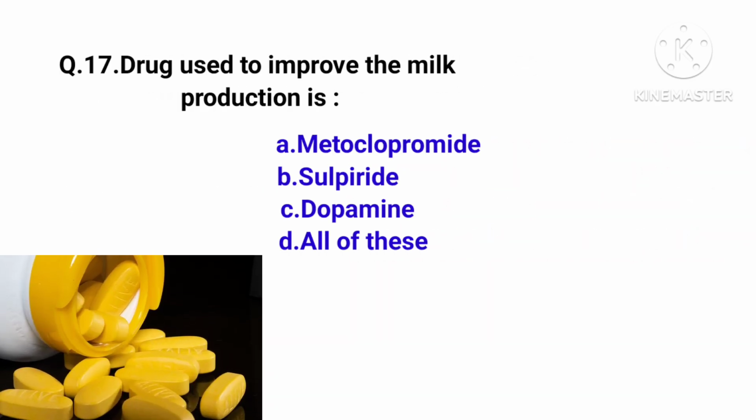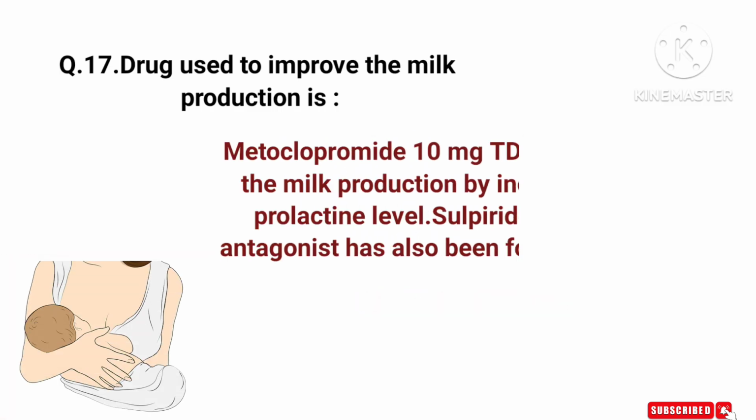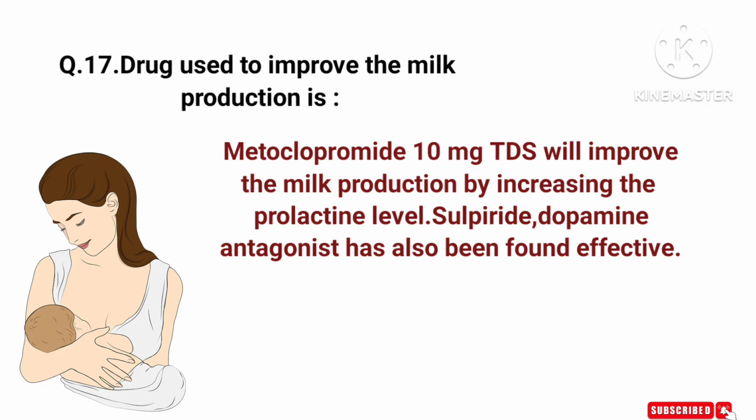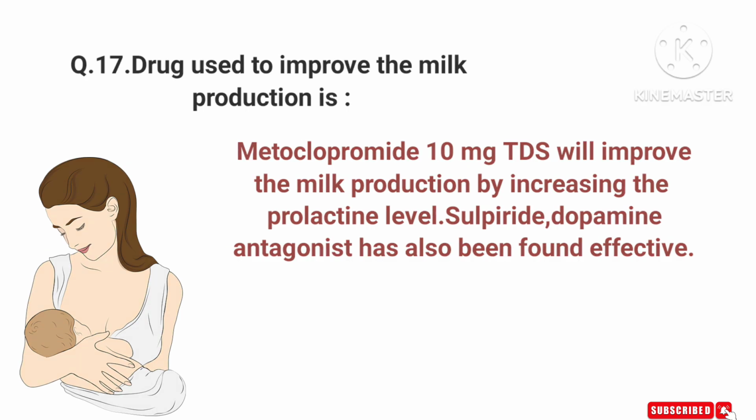Drug used to improve the milk production is metoclopramide, sulpiride, dopamine or option D, all of this. And here the right answer is option D, all of this. Metoclopramide 10 mg will improve the milk production by increasing the prolactin level. Sulpiride, a dopamine antagonist, has also been found effective.